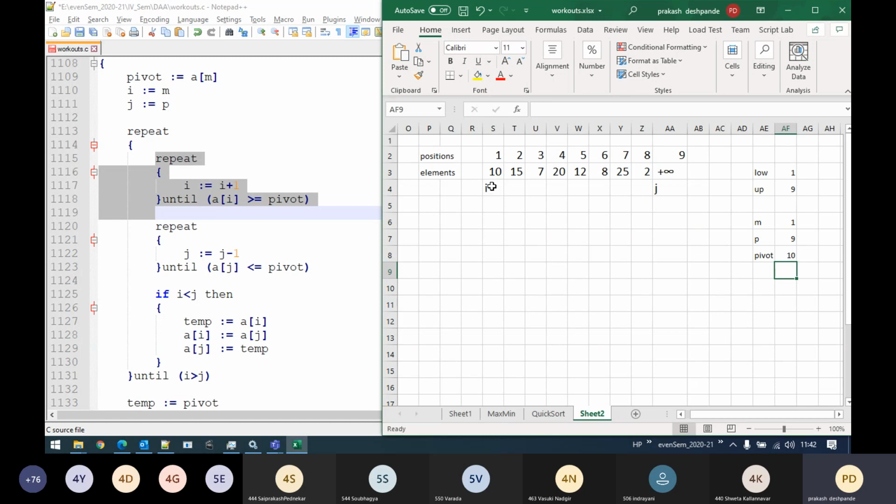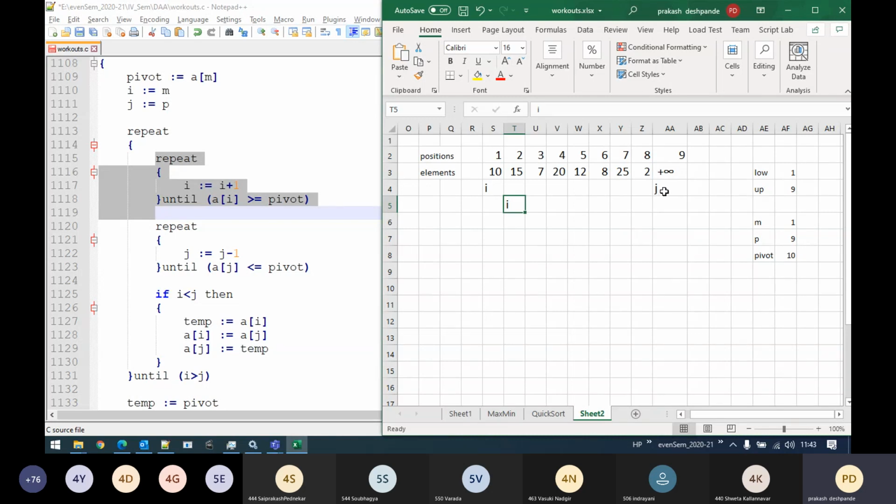We need to increment I until we find A of I is becoming greater than or equal to pivot. So now, can anyone tell me after incrementation where this I will point at? Second position. 15. So I will come over here, means position number 2. Now it will compare. Is this 15 greater than or equal to pivot? Yes, then it stops there itself.